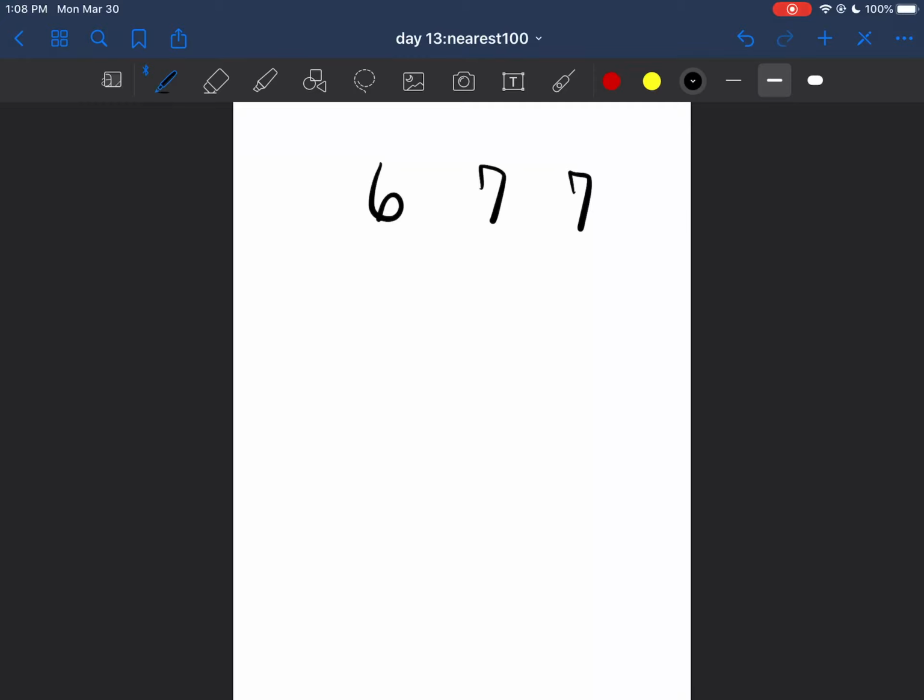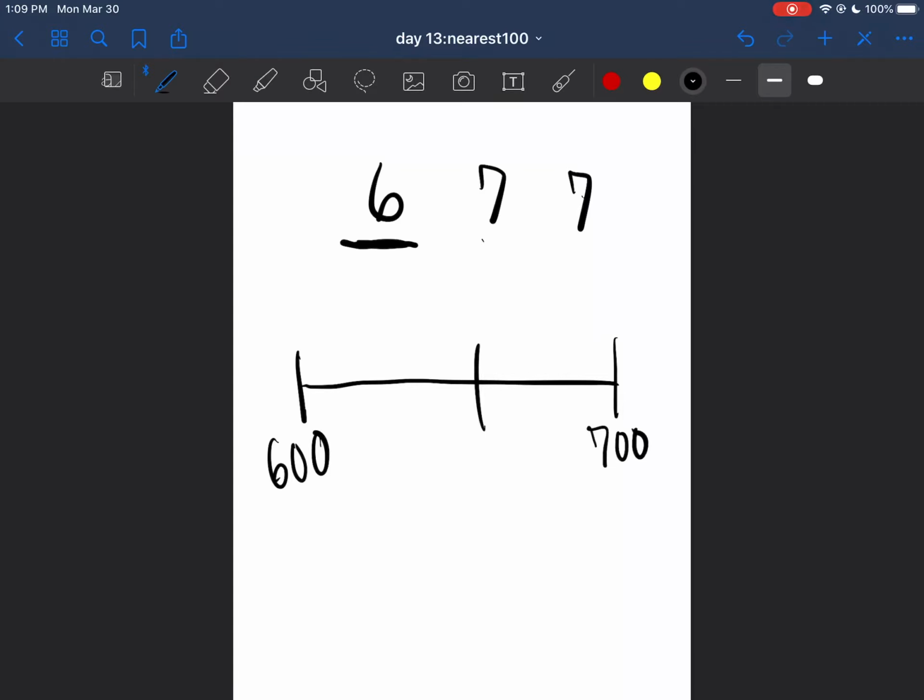All right, friends, the first thing I would have done is to draw my number line. Draw my benchmarks and my midpoint. I'm rounding to the nearest hundred, so am I looking at my ones, my tens, or my hundreds? My hundreds, so I'm going to underline it. How much is 6 hundreds worth? 600. What comes after 600 when we're counting by hundreds? 700. And in the middle, 650.